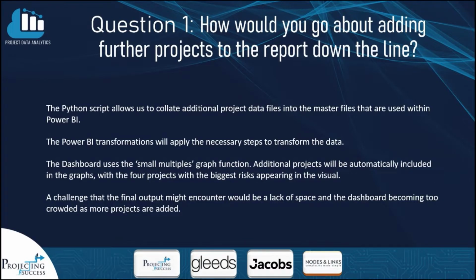For the first judge's question on how we would go about adding further projects to the report down the line, the Python script allows us to collate additional project data files into the master files that were used within Power BI. The Power BI transformations will apply the necessary steps to transform the data. The dashboard utilizes the small multiples graph function. Additional projects will be automatically included in the graphs, with the 4 projects with the biggest risks appearing in the visual. A challenge that the final output might encounter would be a lack of space and the dashboard becoming too crowded as more projects are added.